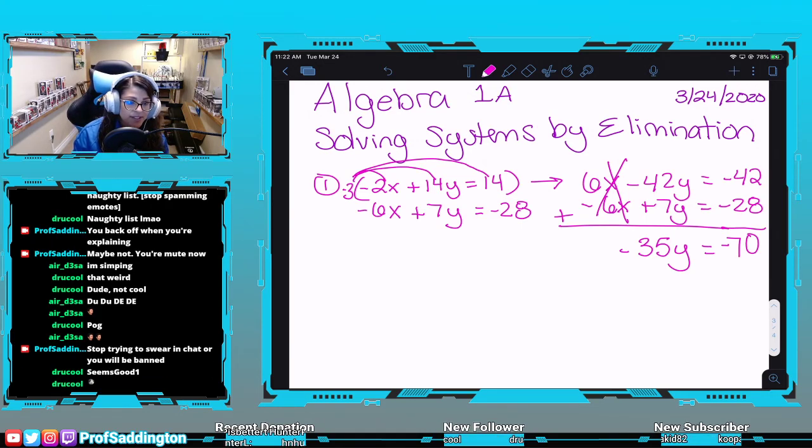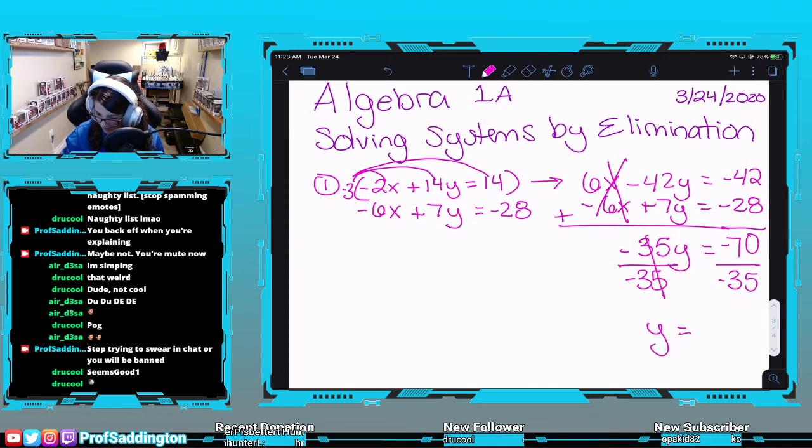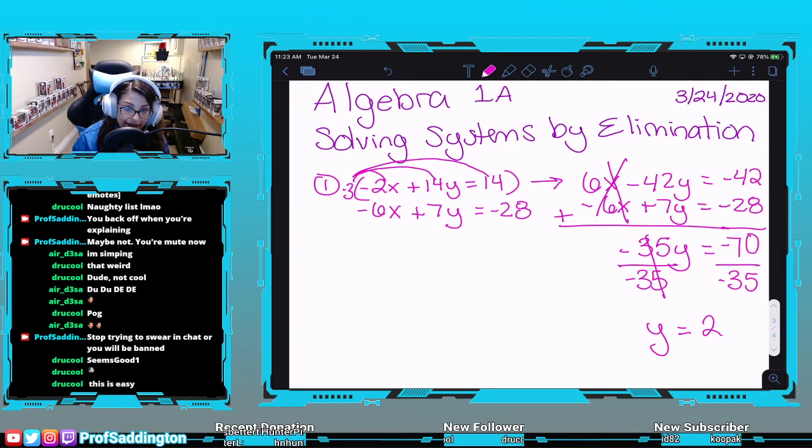And now this is a little bit nicer to solve. Do the opposite operation. So I'm going to divide each side by -35. And a negative divided by a negative is a positive. So we get +2 for y. But now I need to find x.